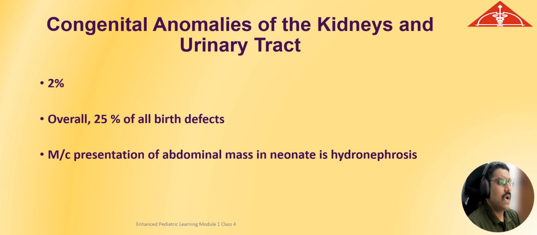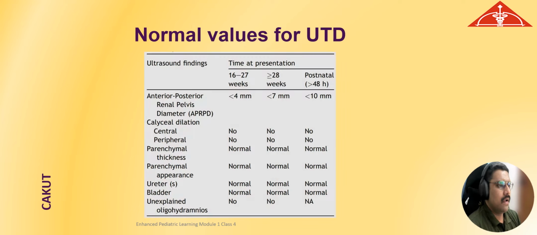We will discuss congenital anomalies of the kidneys and urinary tract as part of the renal system. The overall incidence is around 2%, with almost one-fourth of all birth defects involving the renal system. Often the most common manifestation of an abdominal mass in a neonate is hydronephrosis. One needs to know the normal values of the anteroposterior renal pelvis diameter, which is 4, 7, and 10 millimeters at the second trimester, third trimester, and the postnatal age, respectively.